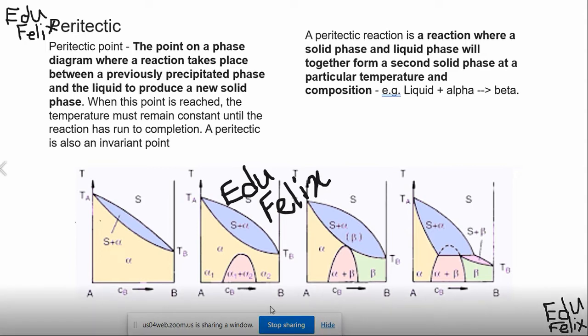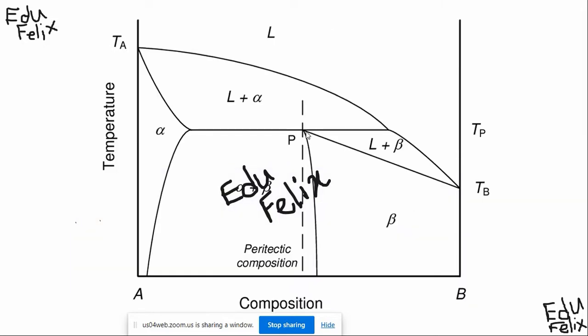Those are some of the reactions. So a peritectic reaction is where a solid phase and a liquid phase together form a second solid phase at a particular temperature and composition. So you have a liquid and alpha region. At some temperature only beta exists, not alpha or liquid, right? Within these two, you can identify that it is called peritectic. In this one also, after this point you can see there is no alpha, right?